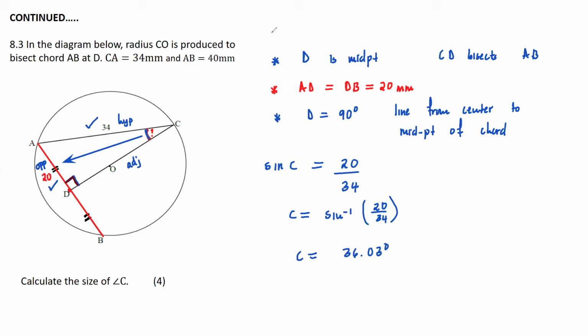How did I get 20? They said AB is 40 millimeters. They said the line CD bisects AB, so D is a midpoint. If from here to here is 40, then halfway through, AD should be 20.